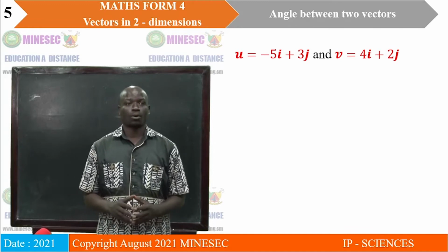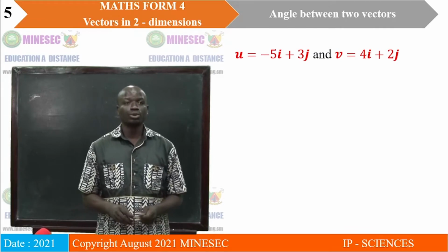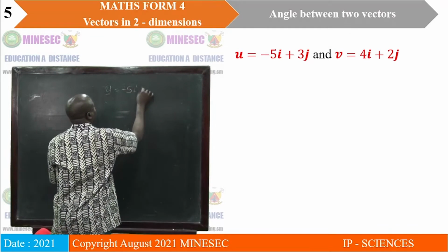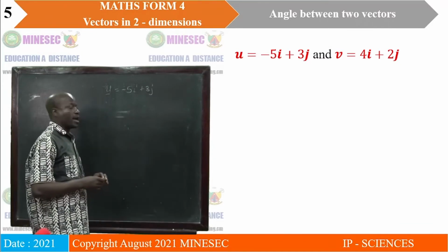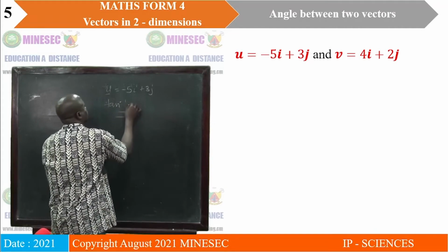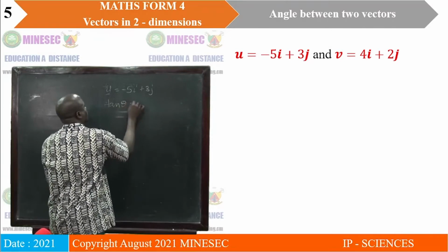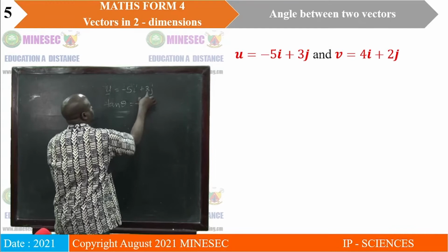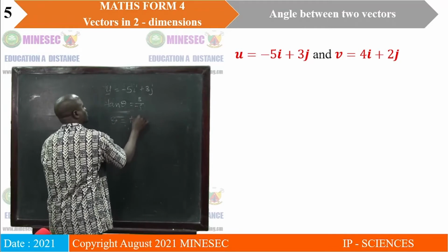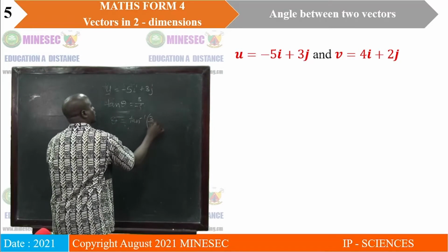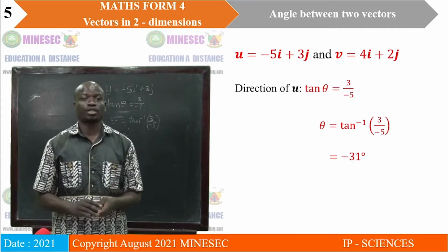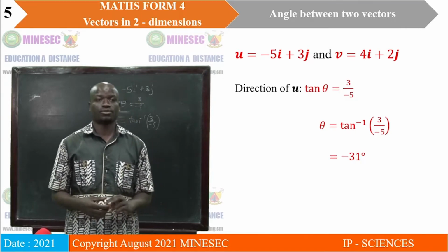For the first vector, the direction of vector u, we said vector u is negative 5i plus 3j. And we know that to calculate the direction of a vector, we do tan inverse, we say tan theta is equal to 3 divided by negative 5. So theta, which is the direction, will be tan inverse of 3 all over negative 5. If we do this, it will give us negative 31 degrees when we take it to the nearest degree.